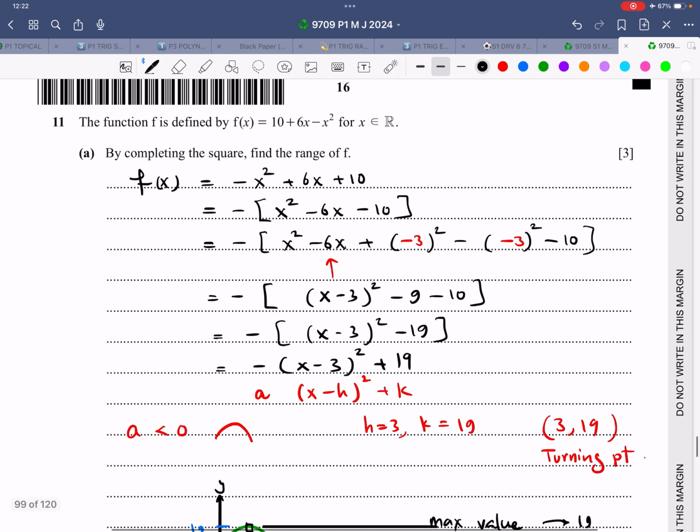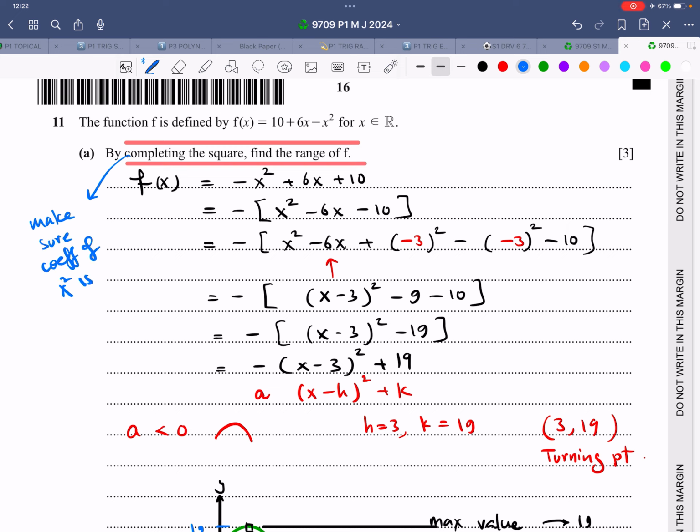Now the first part says the function f is defined by such and such. There is a constant, there is an x, there is an x square term. By completing the square, find the range of f. Now, in order for the completing the square method, make sure the coefficient of x square is 1. So what do I do? I take this negative common out, this negative remains, and then we open up the bracket.